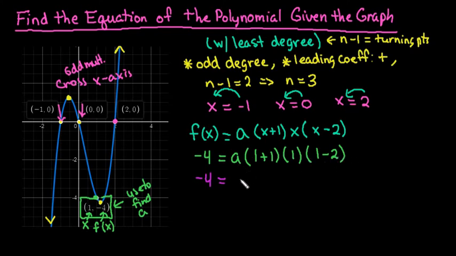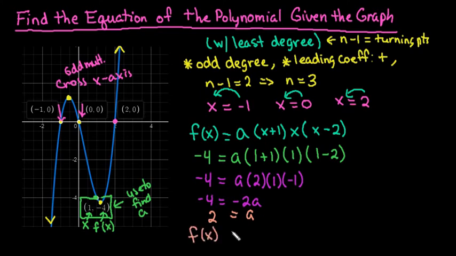Okay, so if we simplify this, 1 plus 1 gives me 2, times 1, times -1, which ends up giving me -2. So my a term ends up being +2. If I divide -4 by -2, I end up with +2. So now we have an acceptable form of our polynomial equation.